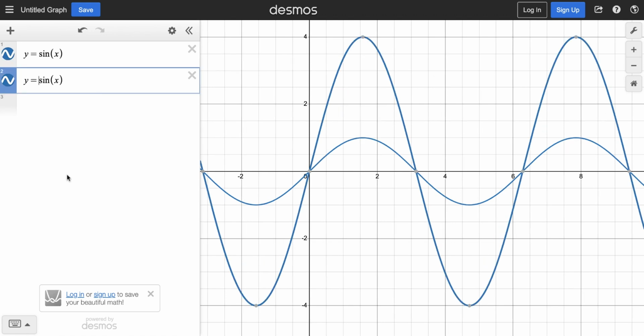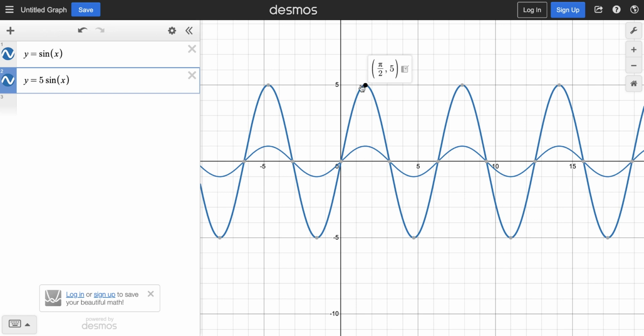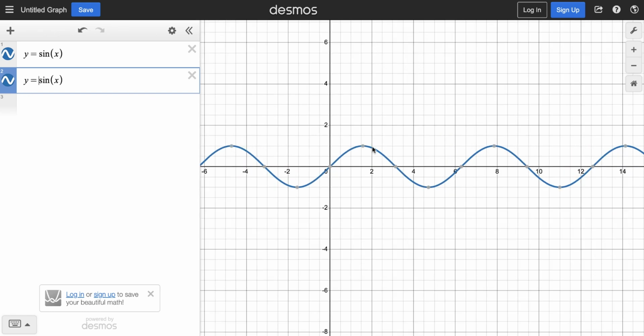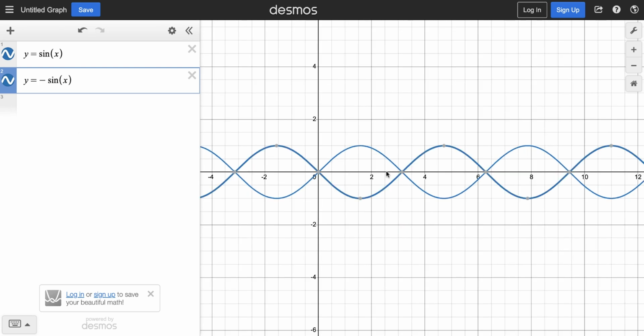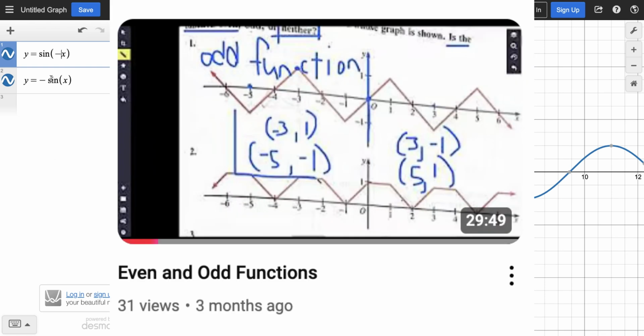So if you put a 4 there, put a 5 there, well, it's just going to get higher. The highest point is going to get higher by a factor of 5. That's basically what it means. If you put a negative sign here, it also flips it around the y-axis, which means that sine is actually an odd function. So sine is an odd function because f of negative x is equal to negative f of x. Now, if y'all don't know even and odd functions, please check out this video. Alright, so that's something cool about sine of x.